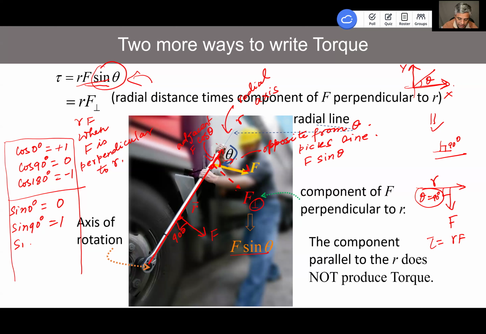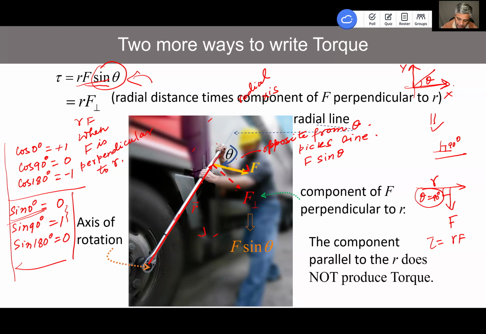And sine 180 degrees is 0. Oh, not negative 1, my bad, 0. So there are numbers between these other than 0 and 1, of course. Okay, but when torque is 0, when sine theta is 0 degrees, what does that mean? So for example, here, let's draw a force at 0 degrees.